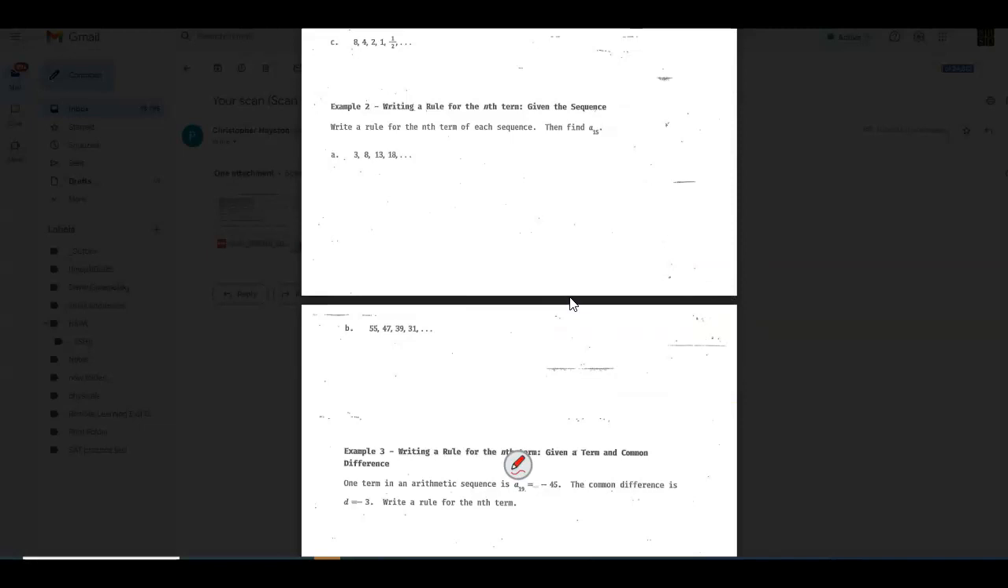So here, if I want the nth rule, I'm always working off of a sub n equals a sub 1 plus n minus 1 times d. Well, in this sequence they give me here, my a sub 1 is 3, and my d is 5. I keep going up 5 for each number here. 3 plus 5 is 8, 8 plus 5 is 13, 13 plus 5 is 18. And I literally just plug my a sub 1 and d in, and I combine like terms.